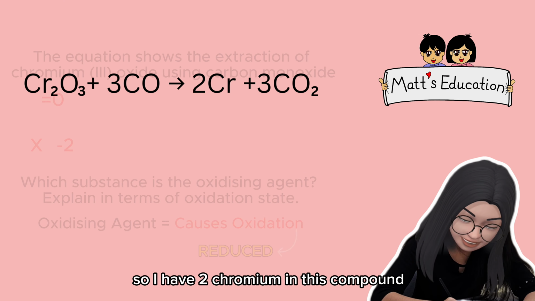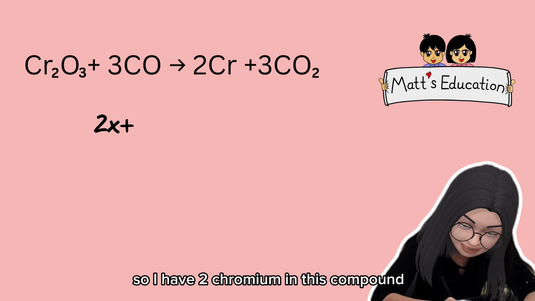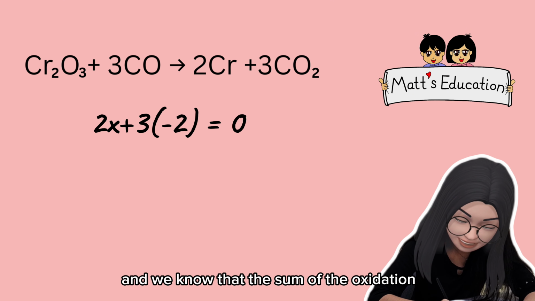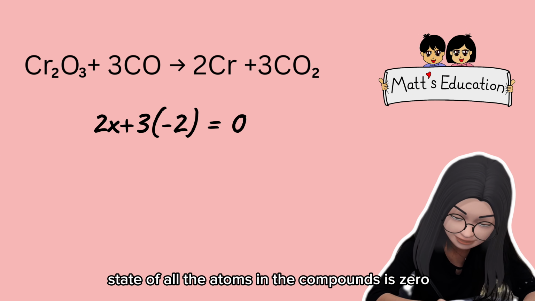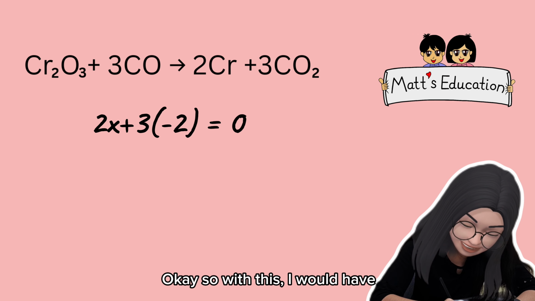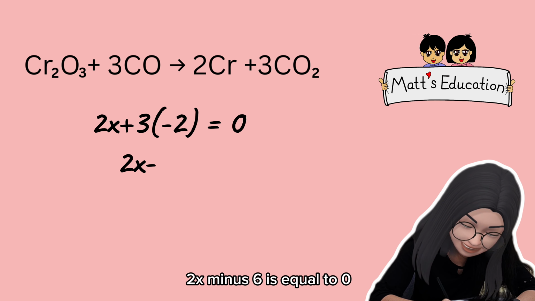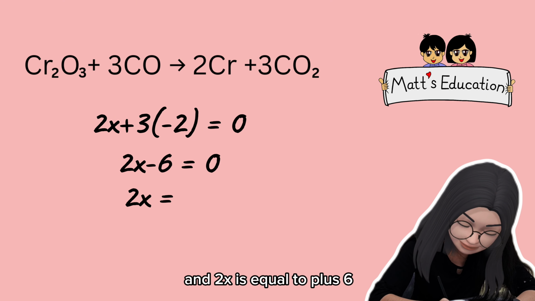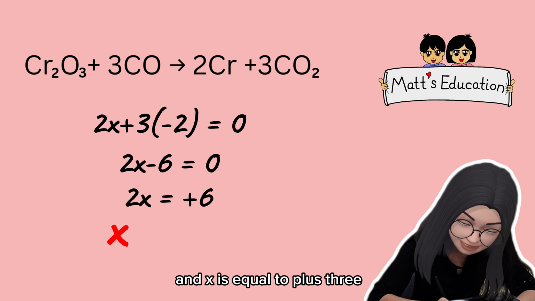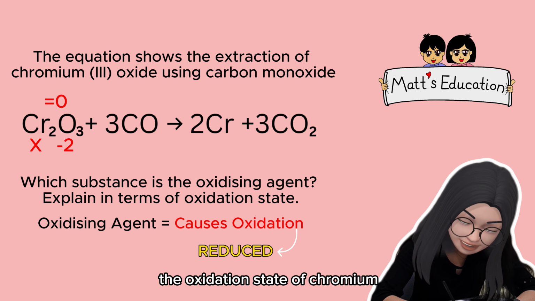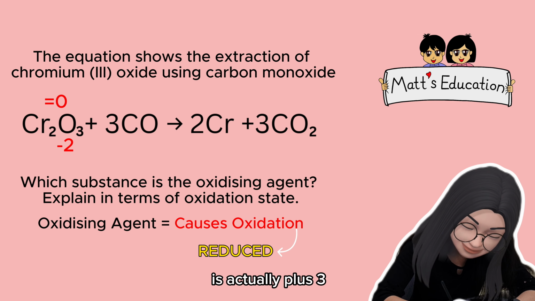So I have 2 chromium in this compound, and I have 3 oxygen atoms in this compound, and we know that the sum of the oxidation state of all the atoms in the compound is 0. So with this I would have 2x minus 6 equals 0, and 2x equals plus 6, and x equals plus 3. So from this, I can see that the oxidation state of chromium is actually plus 3.